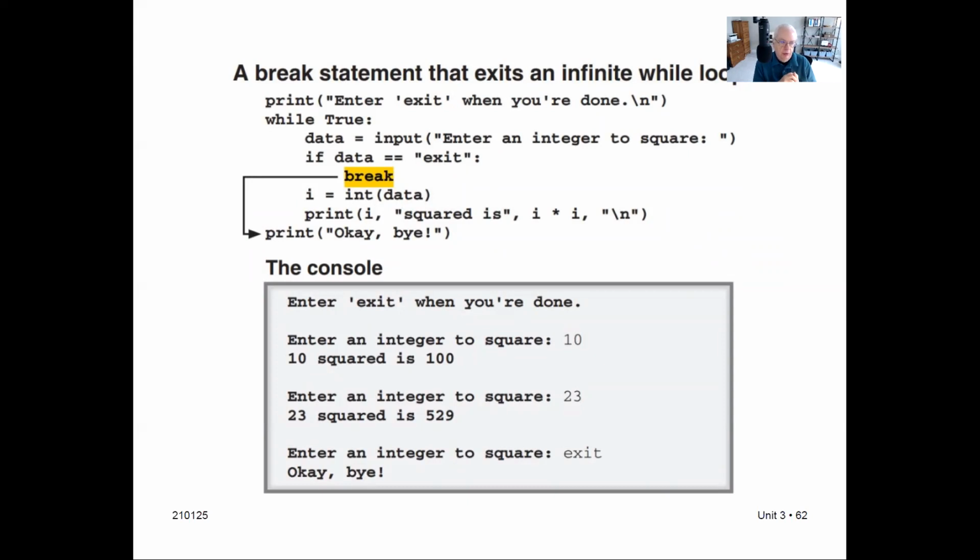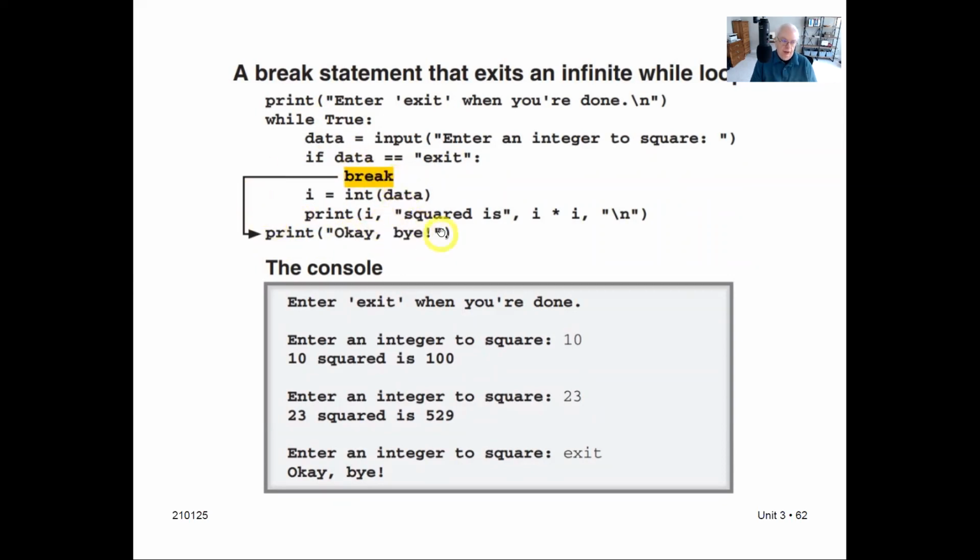So here's an example of a break. And notice the break happens because we have an if statement here. If data happens to equal exit, then break out of the while loop. This is a while loop, not a for loop, but a while loop. And so that will cause this block of code to stop, and it'll go to the next line of code, which is a print. It says, okay, bye. You told me to quit, so I am gone.